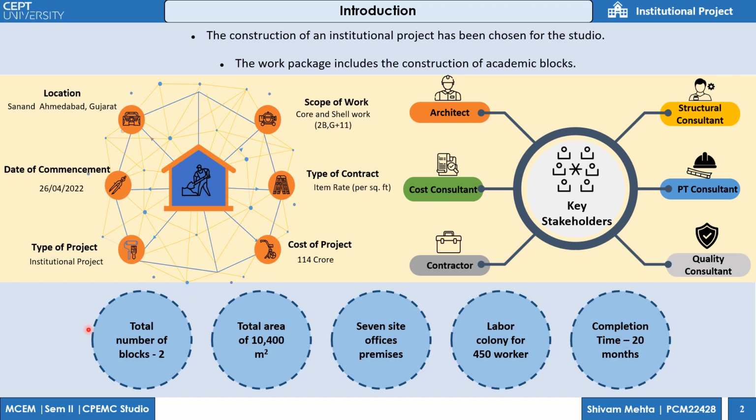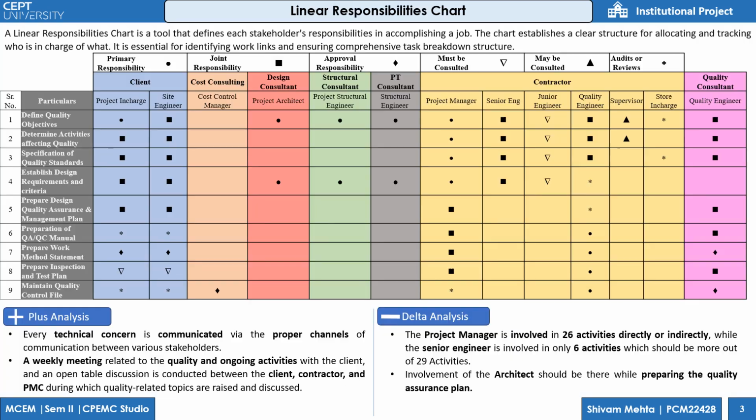Total number of blocks are 2. Total area is 10,400 square meters. Several site office premises are there. Labor colony for 450 workers, and completion time is 20 months.